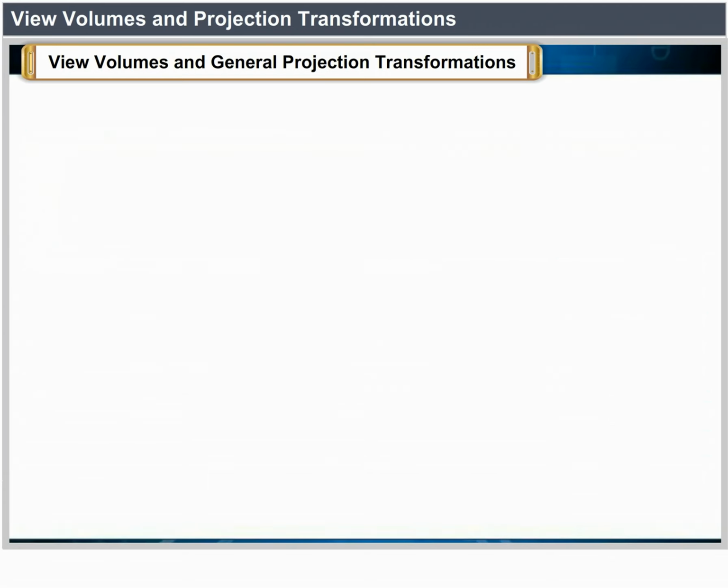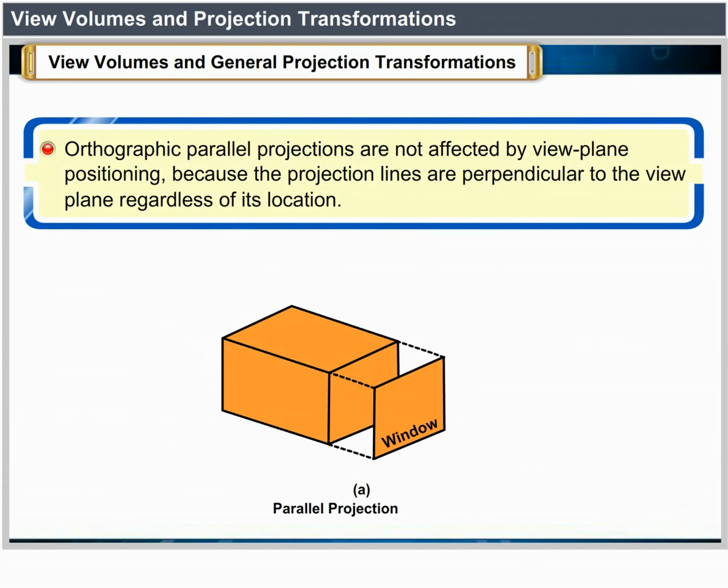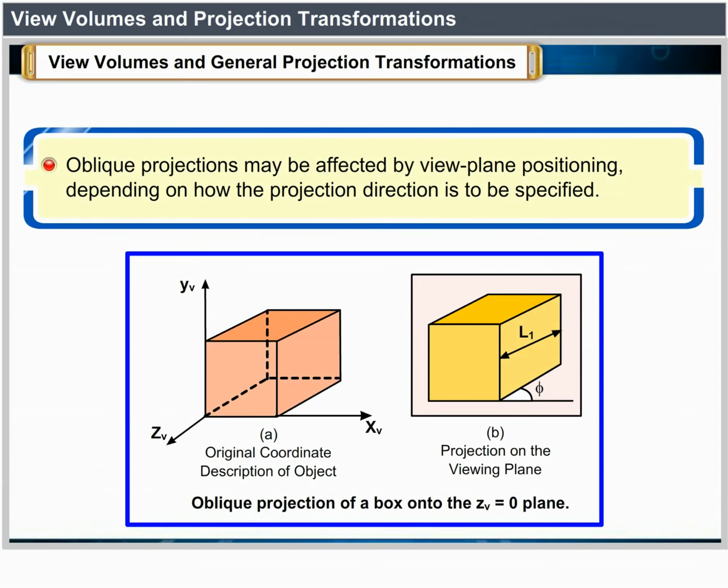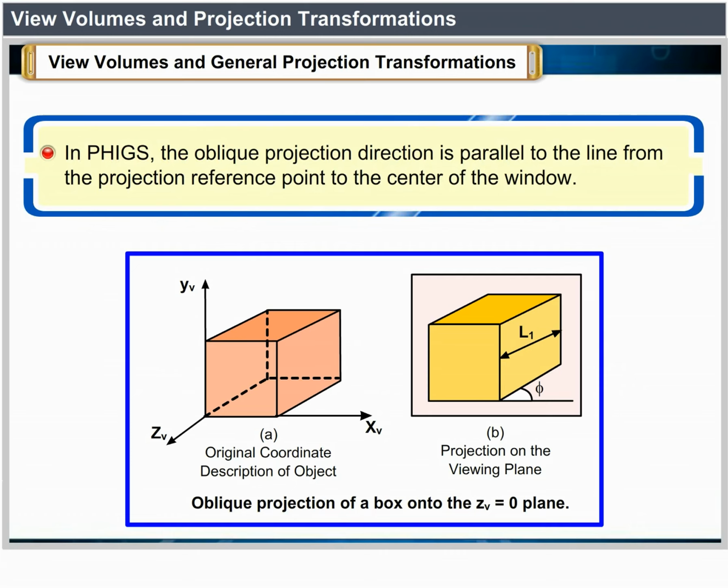Orthographic parallel projections are not affected by view plane positioning because the projection lines are perpendicular to the view plane regardless of its location. Oblique projections may be affected by view plane positioning depending on how the projection direction is to be specified. In the figures, the oblique projection direction is parallel to the line from the projection reference point to the center of the window.